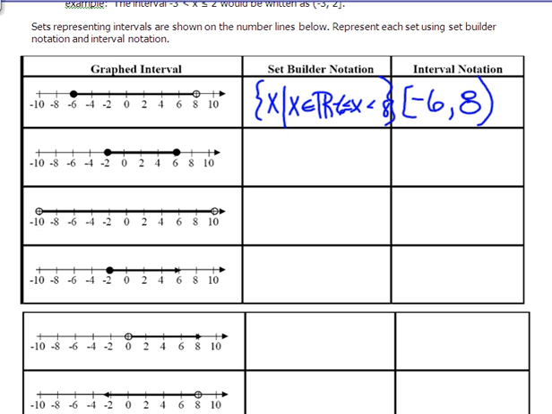Let me go down and do another example for you. Let's take number 4. We'll do the set builder first in this case. You're saying I want all numbers x such that, that line stands for such that, x is an element of the reals, and x is going to be greater than -2, and that's all I care about.